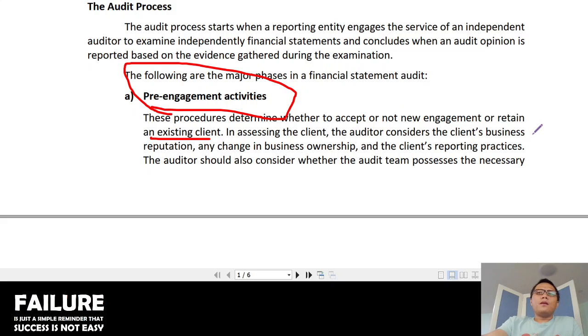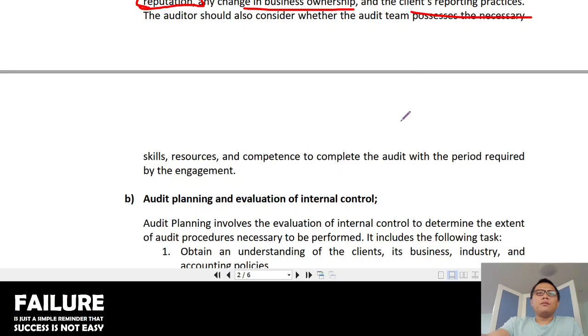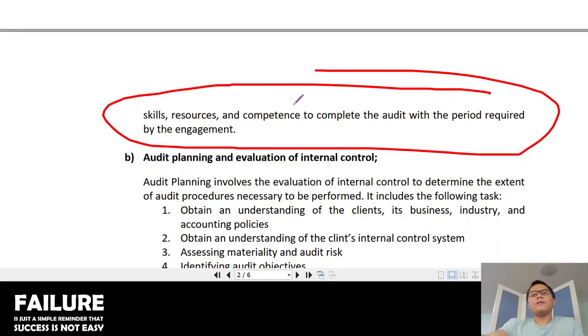So basically, ina-assess mo dyan yung reputation ng business, may pagbabago ba sa ownership, yung reporting practices ng client mo, and last, most importantly, or equally important din siya, if in general, kaya mo ba ang audit? That includes evaluation of the skills, the resources, and the competence if you can really complete the audit within the required period. Okay?